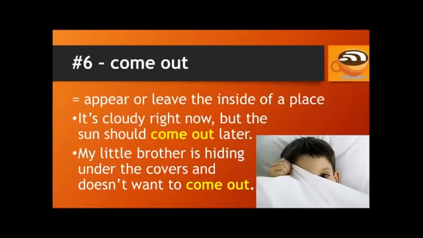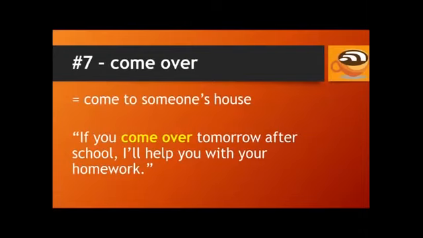Number 6. Come out means appear or leave the inside of a place. For example, it's cloudy right now, but the sun should come out later. My little brother is hiding under the covers and doesn't want to come out. Number 7. Come over means come to someone's house. For example, if you come over tomorrow after school, I'll help you with your homework.